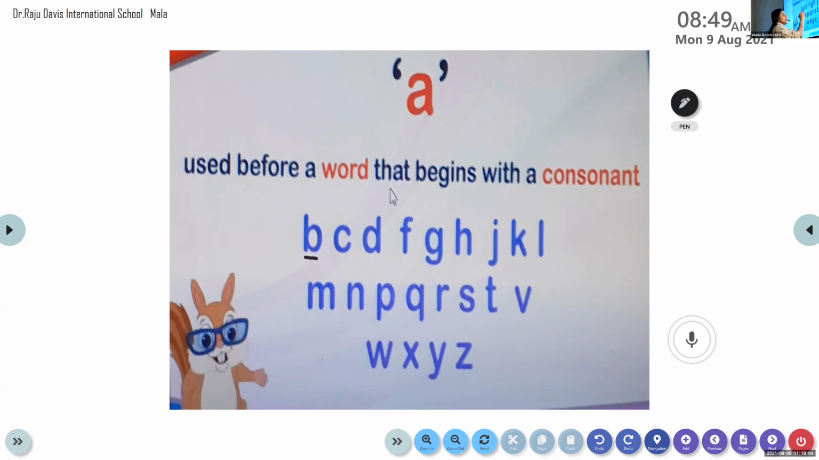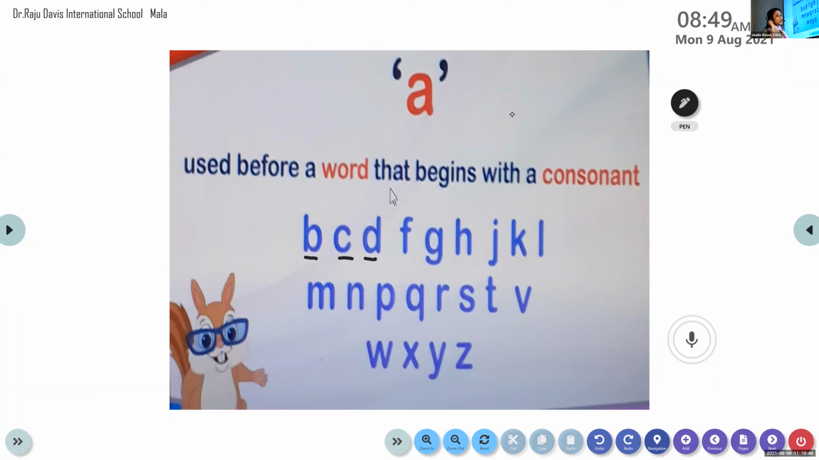B, C, D, F, G, H, J, K, L, M, N, P, Q, R, S, T, V, W, X, Y, Z. These letters are called consonant letters. The remaining letters of English are called consonants. Out of 26 letters, the remaining 21 letters in the English alphabet are called consonants.